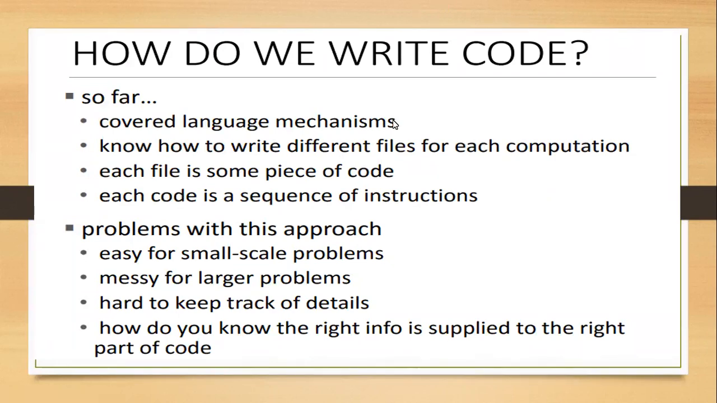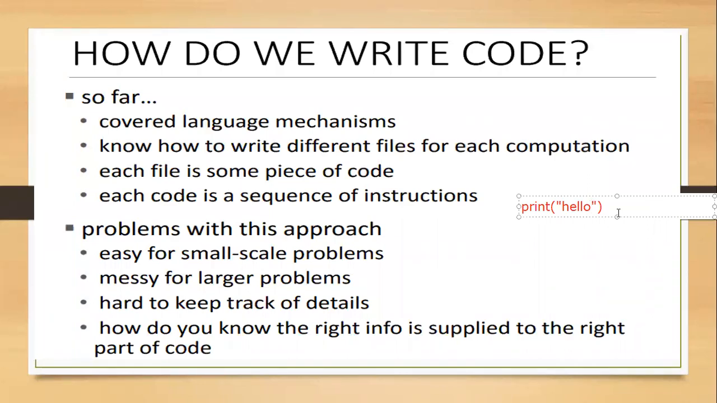So how do we write code? So far, we have covered language mechanisms. We have known how to write different files for each computation. Each file is some piece of code. Each code is a sequence of instructions. For those who have joined before, I'll always type just on my screen. So for example, we did something like print, and then we said, hello. And when we ran, it printed for us, hello.